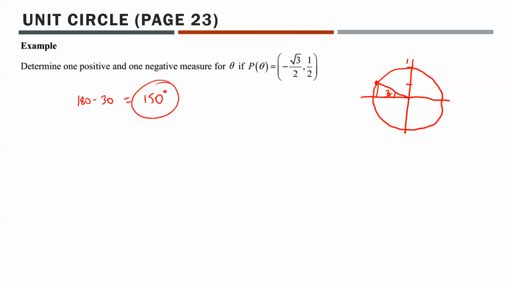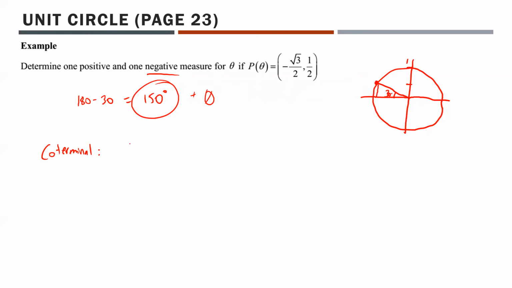So 150 degrees would be one positive theta that we have. For whatever really silly reason, though, it wants us to give a negative measure of an angle as well. Well, this is just the idea of coterminal angles, right? With coterminal angles, every single angle that is 360 degrees or some multiple of 360 degrees away from another one is going to be coterminal. It's going to occupy the exact same spot.